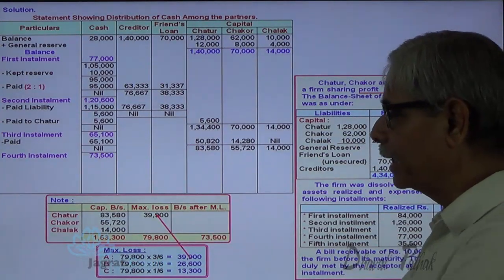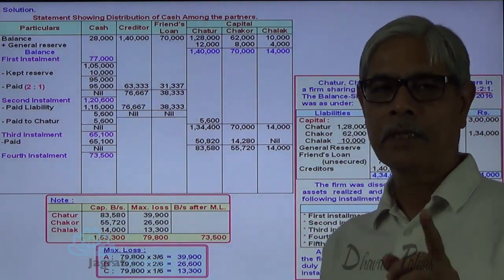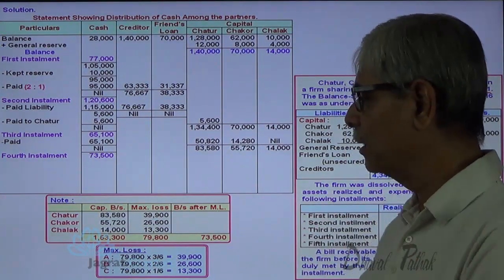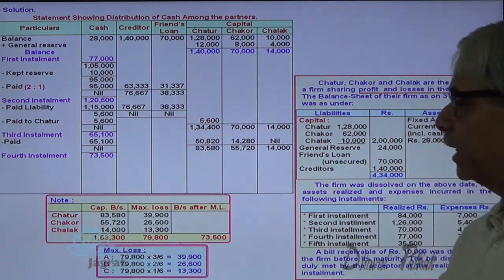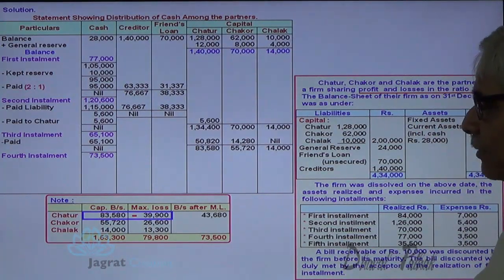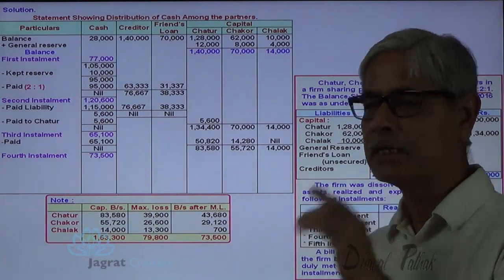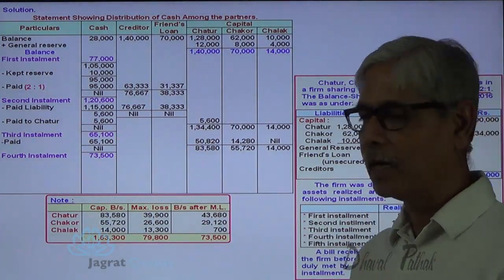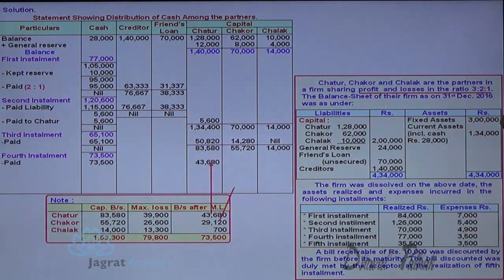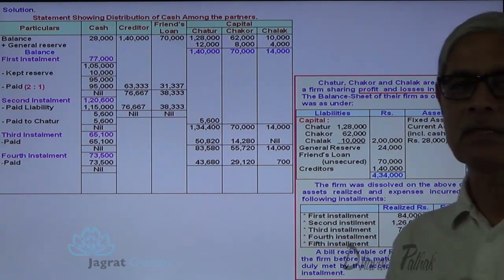And this loss is to be deducted from capital as I have explained to you. Now you will get the capital balance which is redeemable after meeting this loss. So 83,580 minus 39,900. So this is the balance after maximum loss. So this capital is redeemable. Its total is 73,500. So let me make a payment for these. After making payment of this, last installment, that will come, 35,500 minus 3,500.